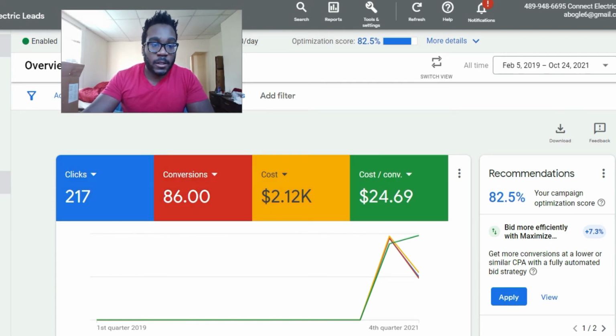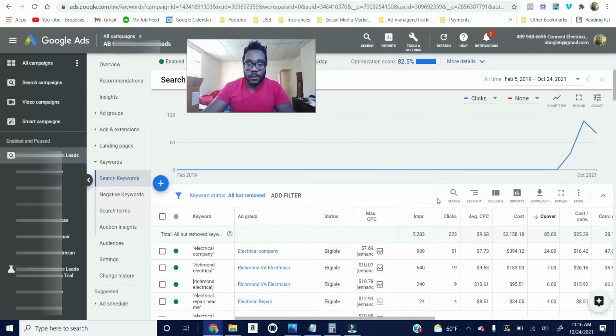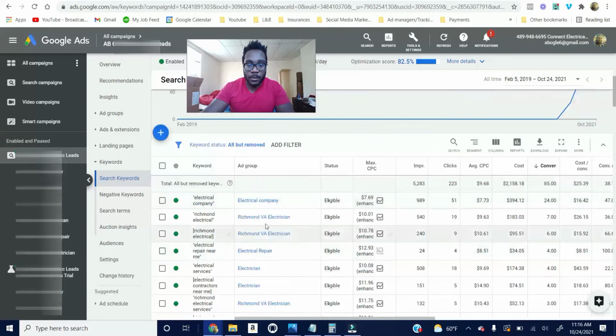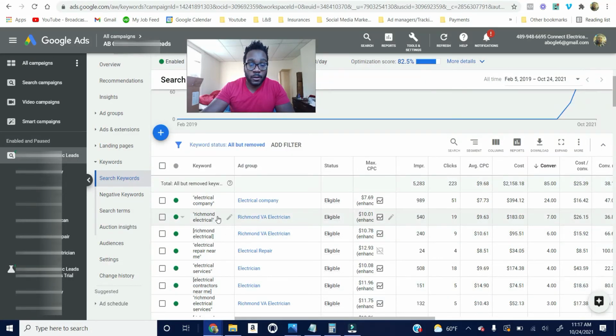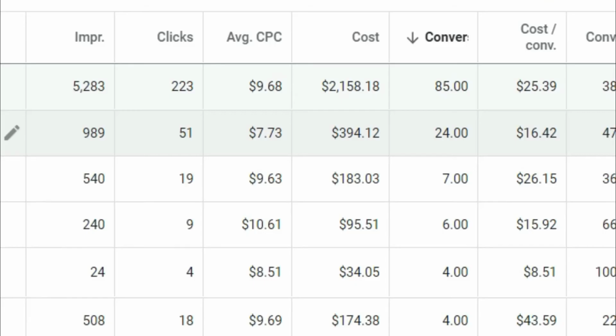So let's get into the keywords. The keywords that we can see are generating a lot of the calls are words like electrical company, simple keywords, guys, phrase match and exact match. Some of them are location based, and overall, the cost per conversion for electrical company is only $16.